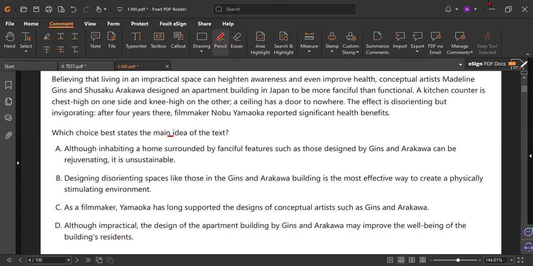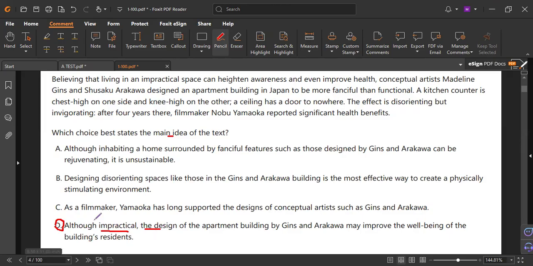Is it D? So letter D is the best answer, right? Now, do we have comparisons? Though impractical. What is impractical? The subject after the comma.